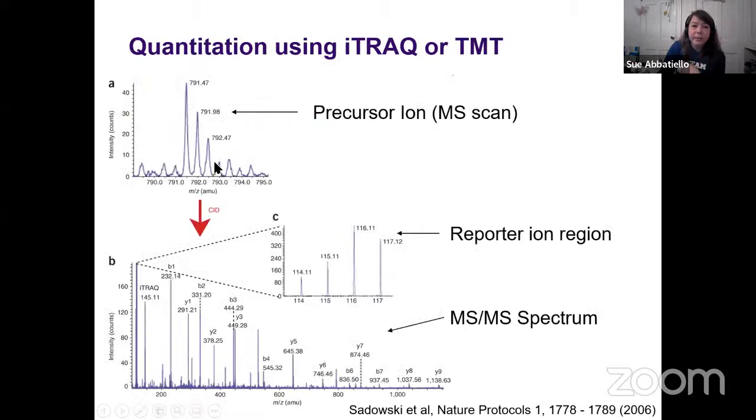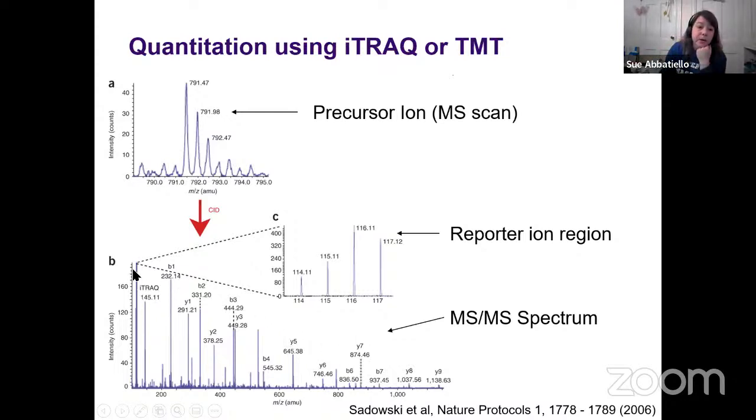Using iTRAQ or TMT, again, as I mentioned, the precursor ion for the MS1 scan is the same for the peptides coming from all these different samples that have been labeled differently. And when the fragmentation occurs, this is just a blow up of the previous screen. You are able to identify the sequence of the peptide.